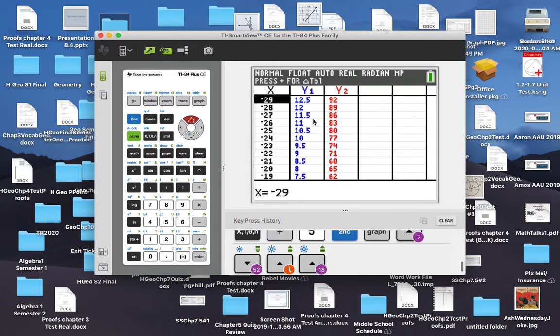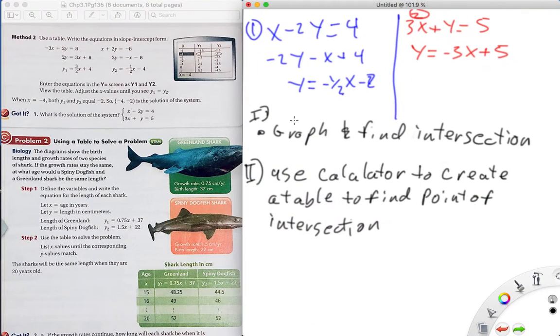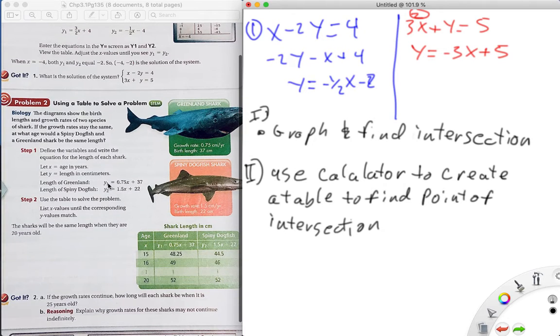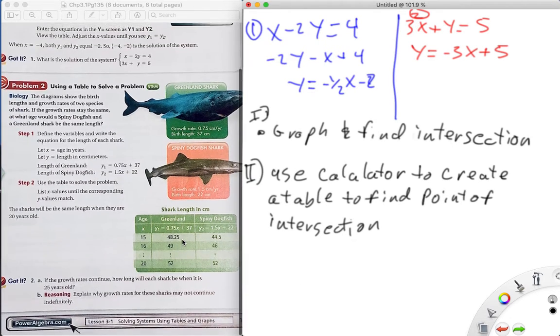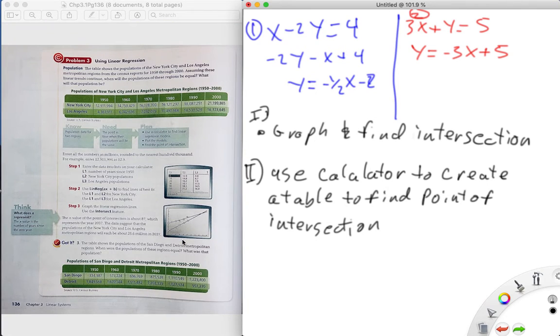Eventually you'll find it. I'm not going to go through all of this to look for it, but that's how you're going to solve these problems. Okay. Using a table, same concept. For this guy, you have an equation, you create a table, and you find the age or the x such that they're the same y for each one. Very tedious task. Nobody solves problems this way.